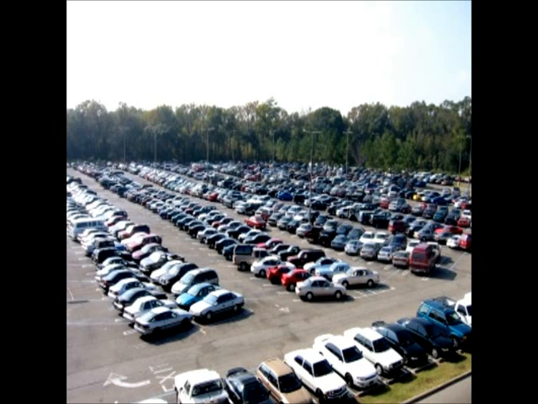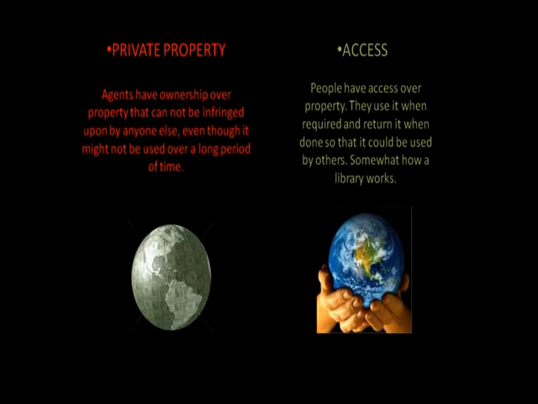Had people been able to use cars at the time when they were not being used, resources would not have been wasted. Cars would not have been sitting idle. Now, against this, resource-based economics says access. People have access over property. They use it when required and return it when done, so that it could be used by others. Somewhat how a library works.